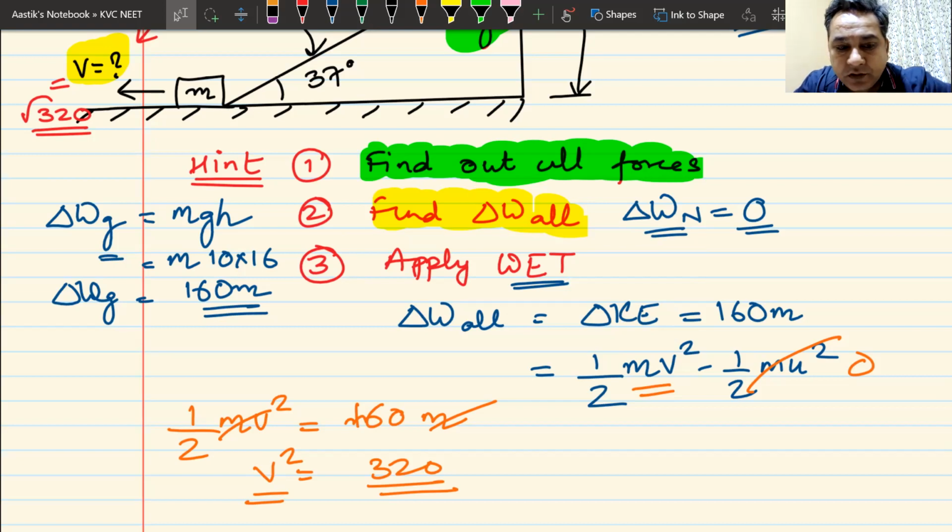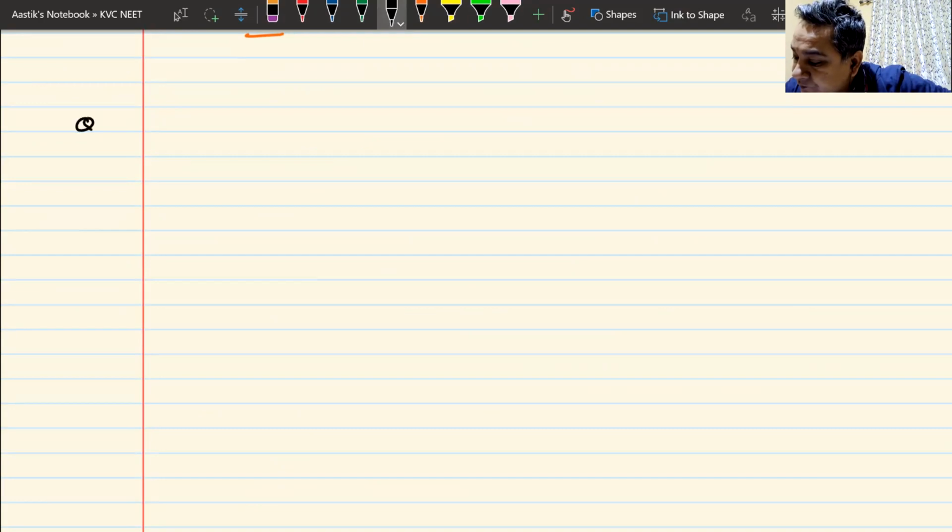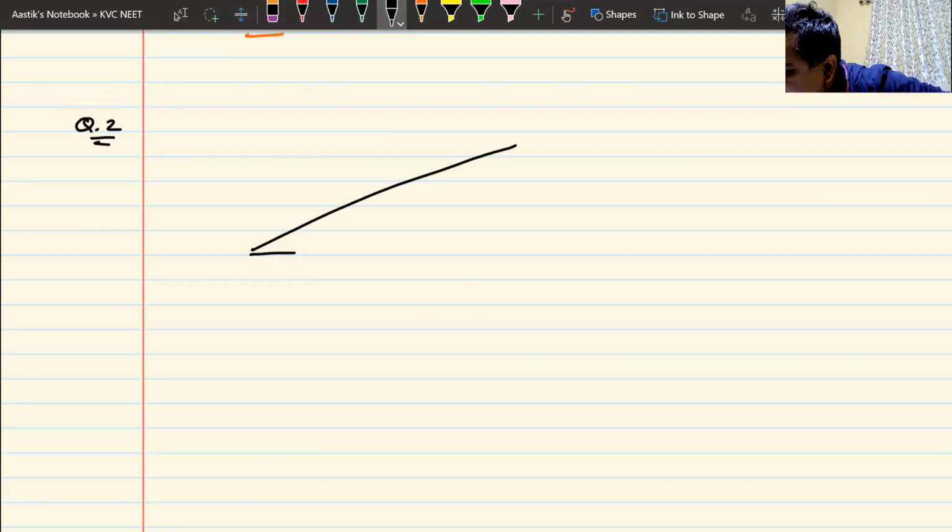Okay. Now let me change the problem a bit. And how am I going to change the problem? In this way. Again, I have an inclined plane. Angle of inclination is 37 degrees. I again have a block of mass m.